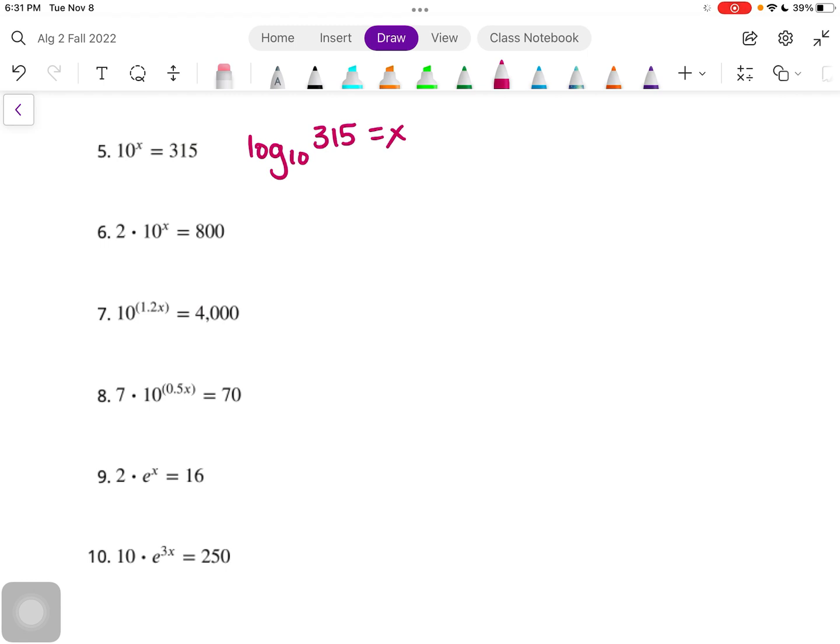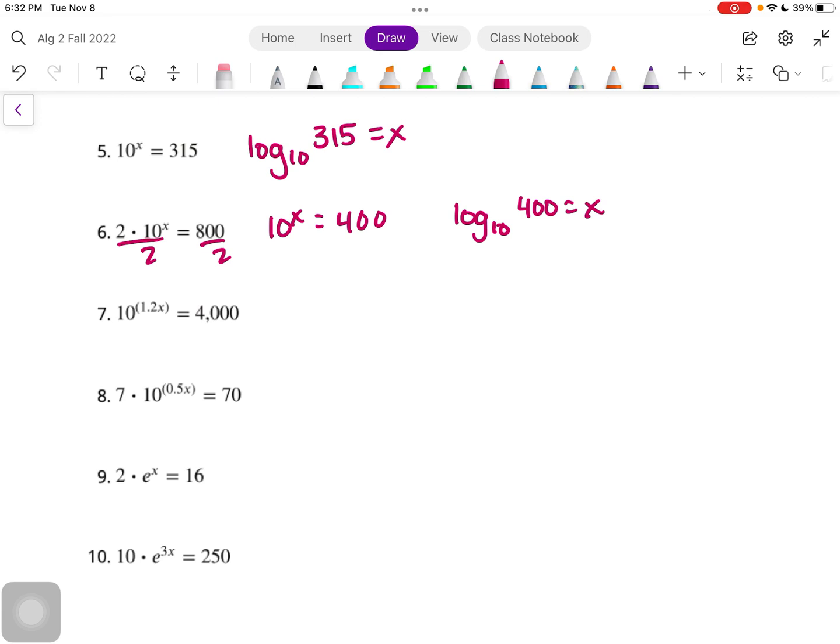All right, so then we're going to do something similar here with number 6. The first thing I'm going to do again is divide by 2. So 10 to the x is equal to 400, and then I'm going to put it into logarithmic form. So log base 10 of 400 is equal to x. That's a lot easier.